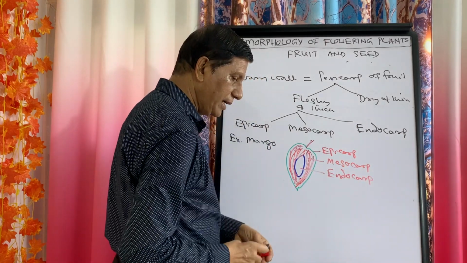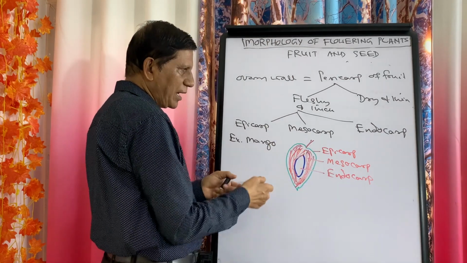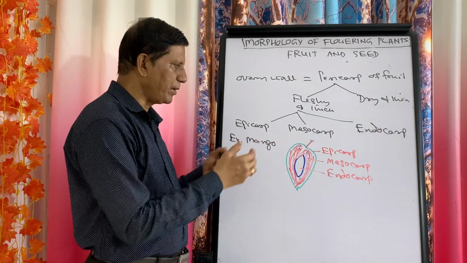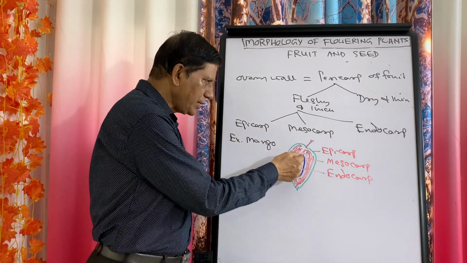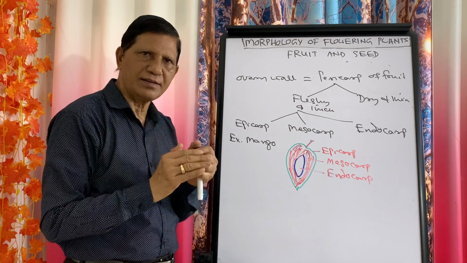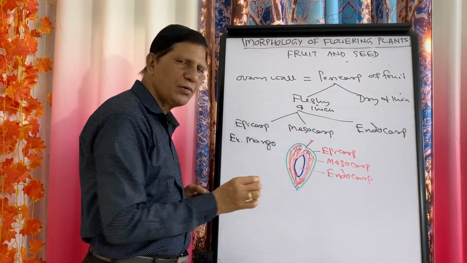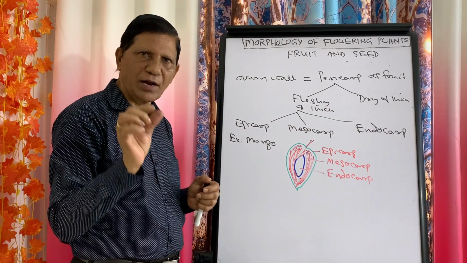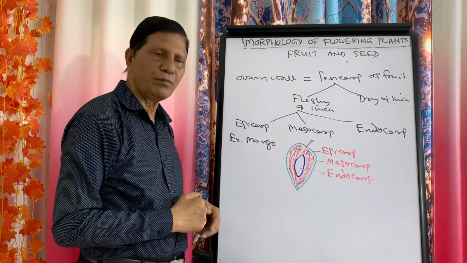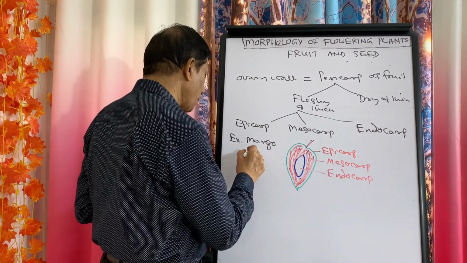When we eat this mango, the outer epicarp part we remove, either in the unripe mango or in the ripe mango. And the inner part, which is endocarp, is very hard and also not edible. Only the mesocarp, which is the pulp of the mango fruit, is edible. So the mesocarp of mango is edible, and mango is a drupe type of fruit.